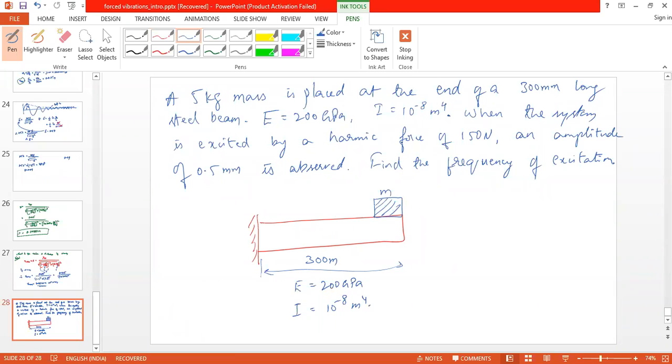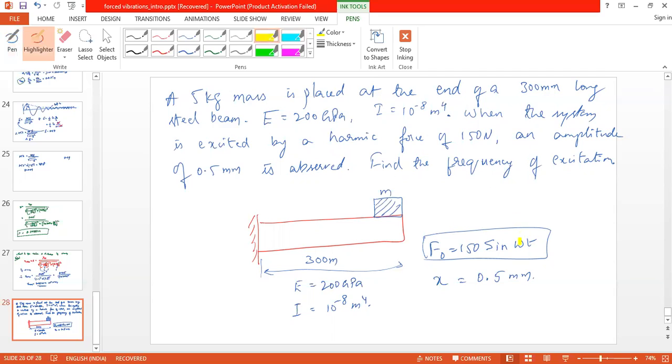The system is excited by a harmonic force of 150 newtons, so F naught is 150. Harmonic force means F naught is 150 sin omega t. If this force is applied on this system, the amplitude, that is x, is equal to 0.5 mm.